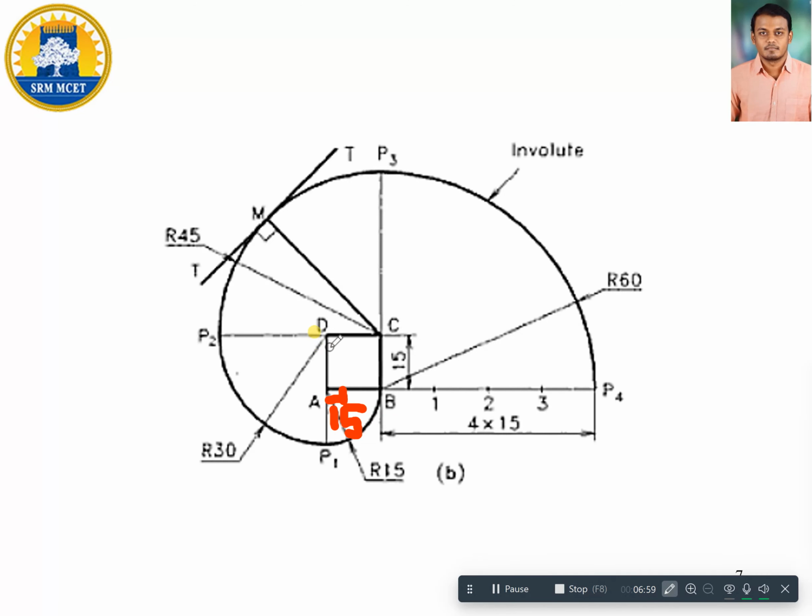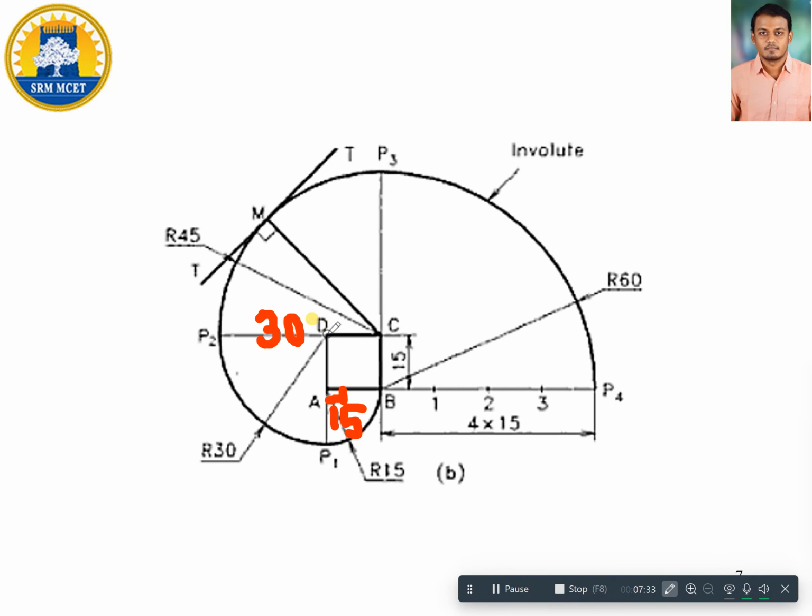Then moving on to point D, now I am going to remove the thread along AD also. What will be the dimension? Already I am having 15, and here again I am having 15. Therefore the total dimension, or point P2, will be located at a distance of 30 mm. So this dimension will be equal to 30 mm, and here we get point P2.